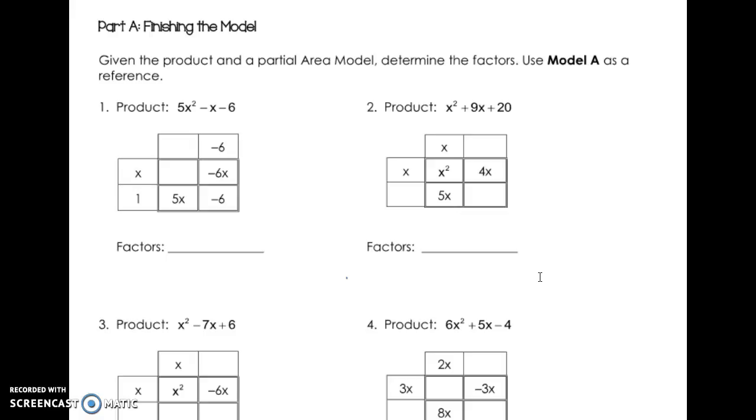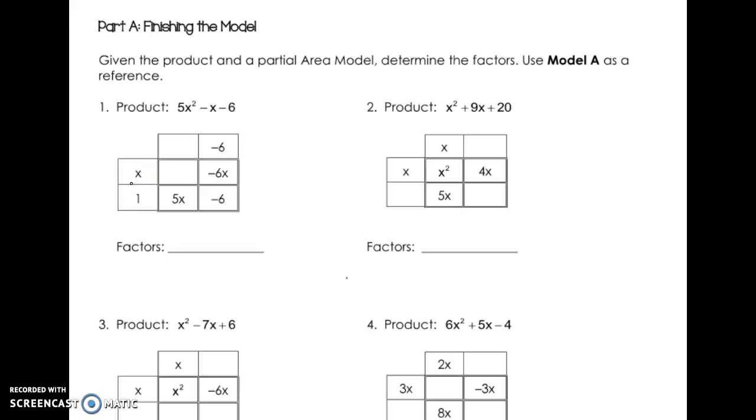Looking at a problem like number one here, we are given the product and a partial area model. Things have been filled in for us already. We're trying to figure out what the factors are. We're going to do the same thing in the first couple questions here. The product is 5x squared minus x minus 6. We have an x and a 1 on the left-hand side in that first column, and we have a negative 6 on the upper right.